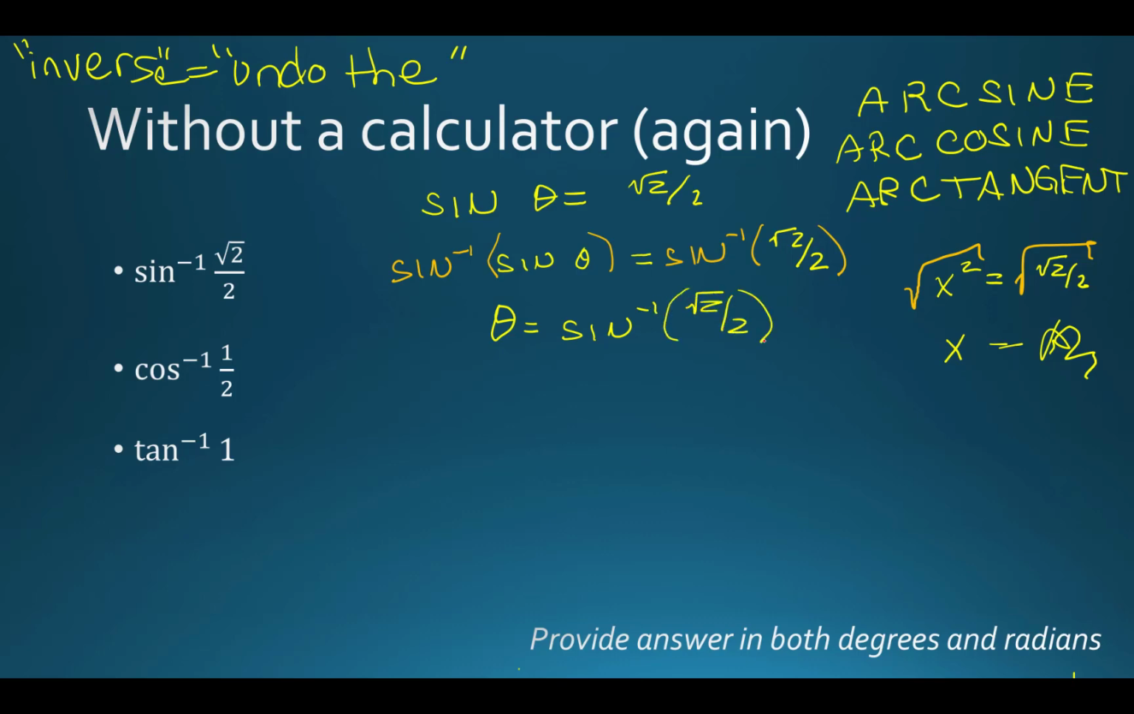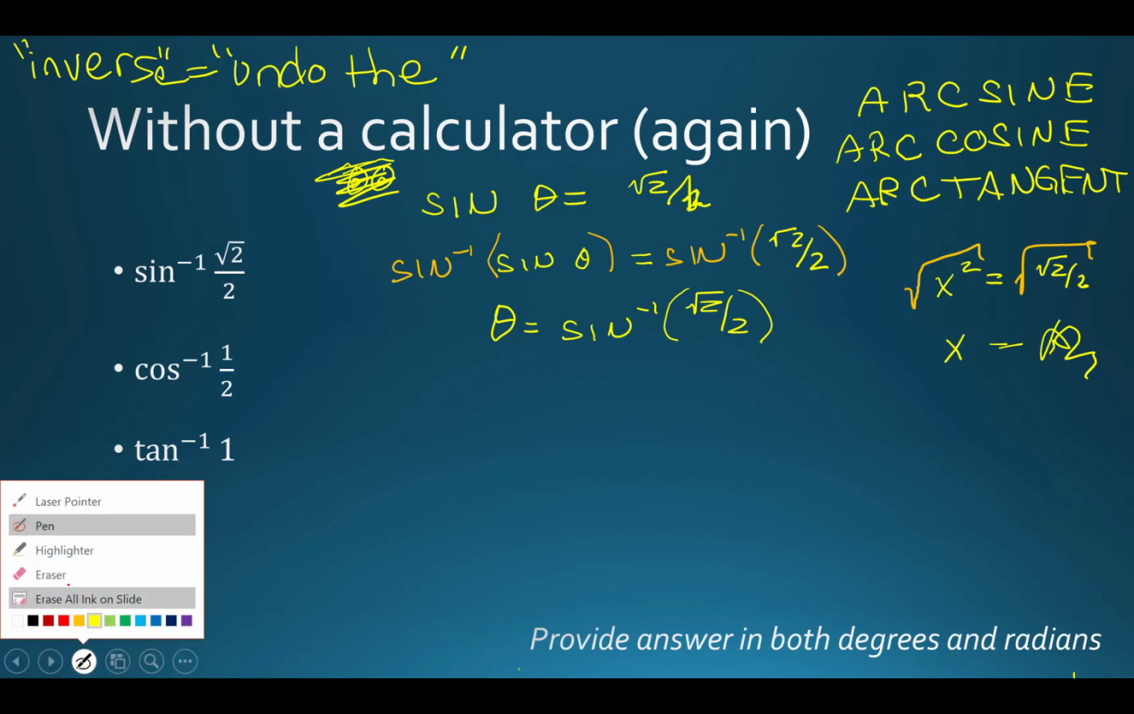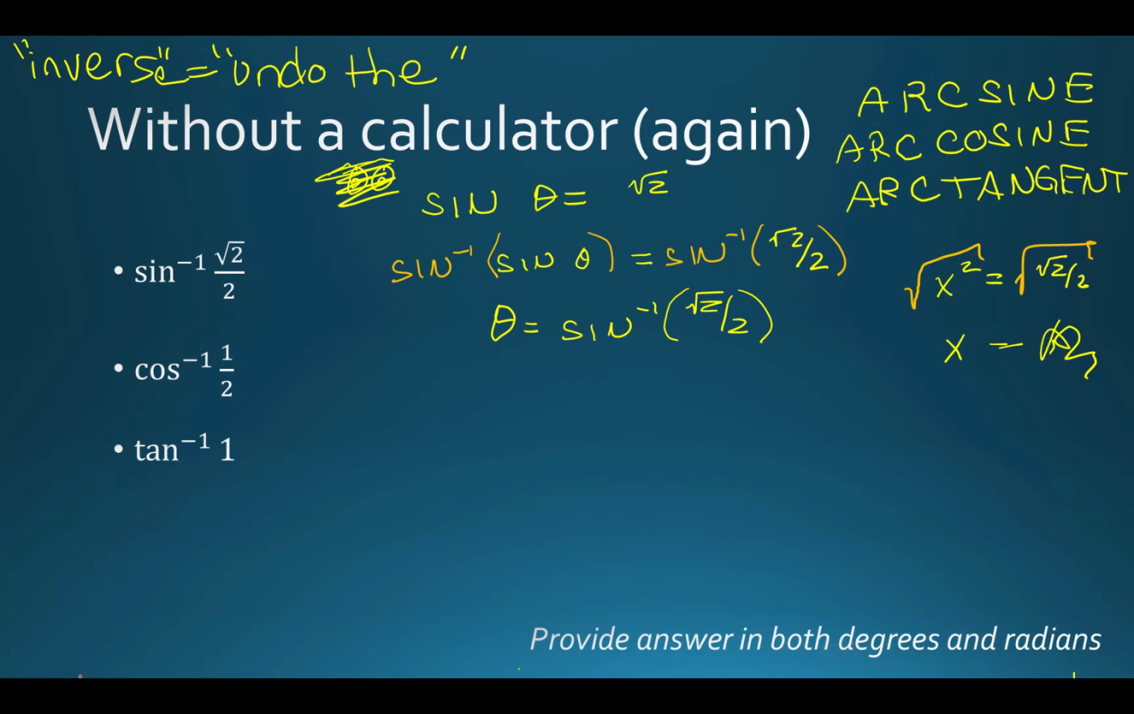Now this by itself I actually think is kind of more confusing. I actually like to look at this one, which is basically the sine of what is square root of 2 over 2. And so I just need to look at that. So the sine of what is square root of 2 over 2.